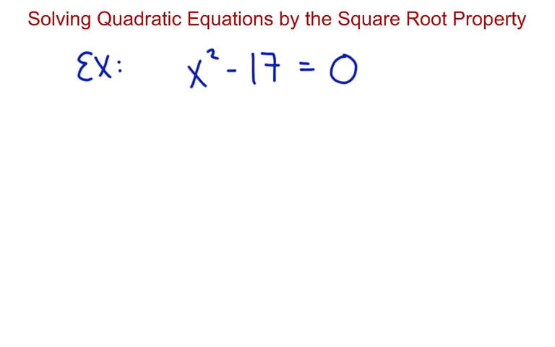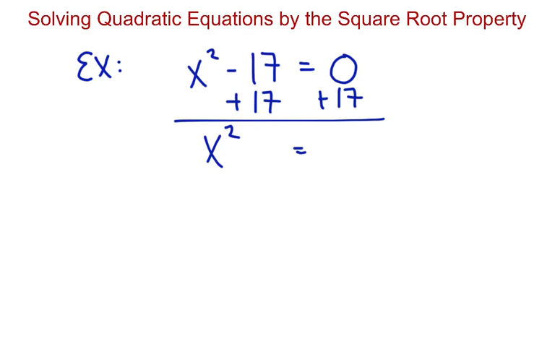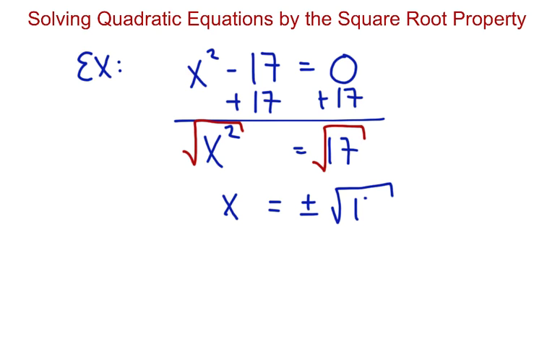Another similar example, now we have x squared minus 17 equaling 0. And again, we're trying to isolate the squared term, so I'll just start by adding 17 to both sides. And now I have the x squared term alone on the left. So we will square root both sides to get x by itself. And here we have x equaling plus or minus the square root of 17. In this case, the square root of 17 does not simplify, therefore this would be our solution.